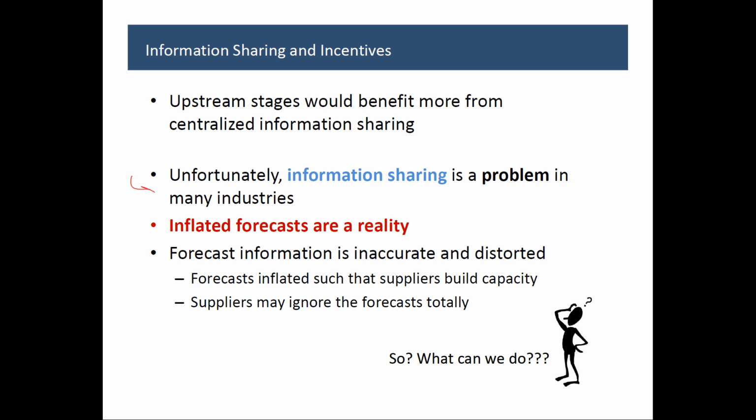So information sharing is a problem in many industries that can lead to inflated forecasts, as we have seen, and the bullwhip effect. The problems that we have seen already that distort the demand are well known. So the question is what we can do now to prevent this from happening.